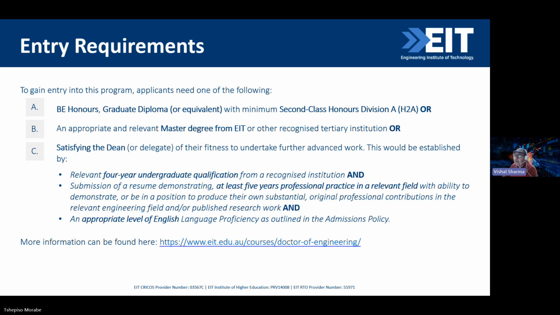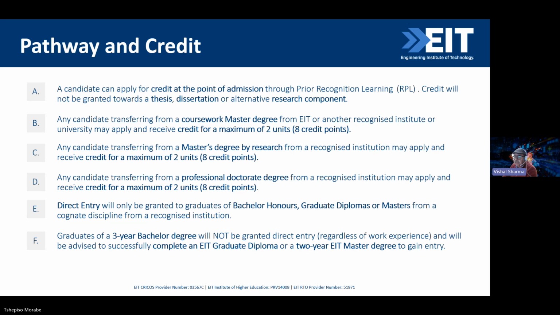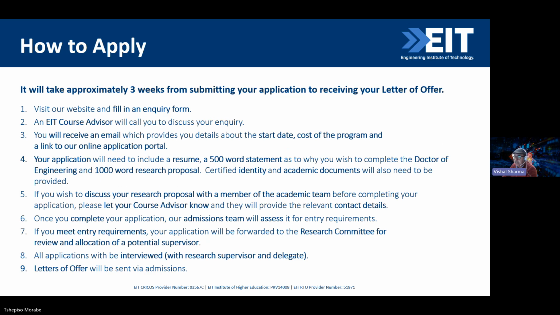Now, how do you apply for this program? It is pretty simple. It starts with filling the inquiry form. Our course advisor will contact you and provide you the necessary details. Then you submit the application along with your CV, statement of purpose, and the research proposal along with the other academic documents. If you need support to develop your research proposal, you may tell our course advisor. She will put you across the right academics in your domain.